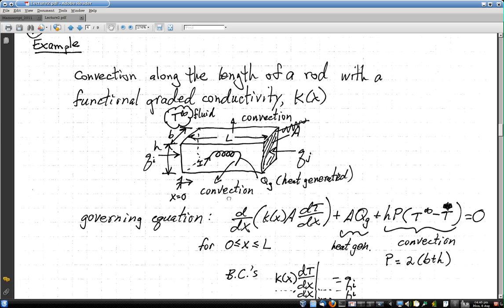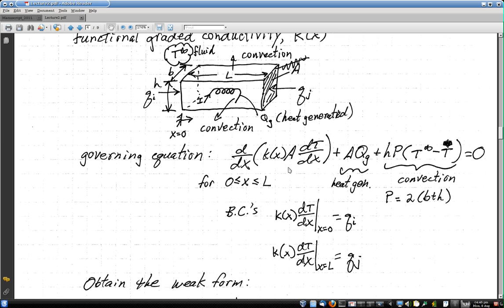Alright, so the PDE or ODE governing this equation is given here. You may notice this looks similar to Fourier's law, except here we have a conductivity that depends on position. This is my cross-section area. In addition, we have this heat generation. So Q sub G is the amount of heat flux that's coming in through this coil of wire.